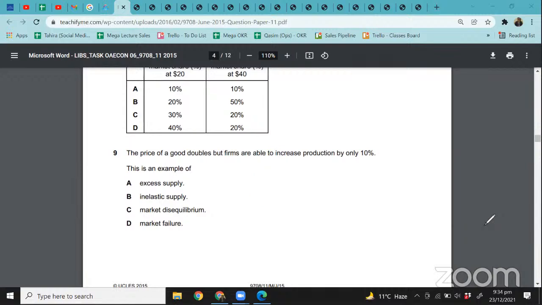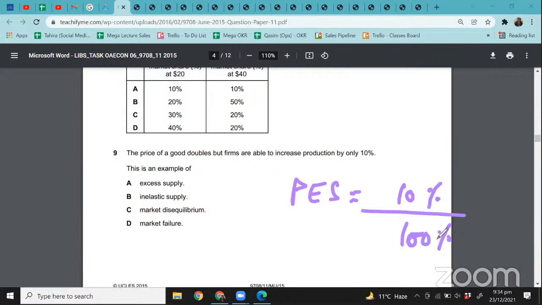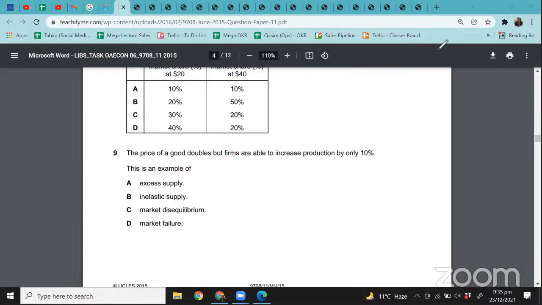And what is the formula for price elasticity of supply? The percentage change in supply divided by the percentage change in price. The percentage change in supply is only 10%. The percentage change in price is 100%. So that will give you a value of 0.1. Since this is less than 1, the supply is inelastic. Less than 1 is inelastic, right?